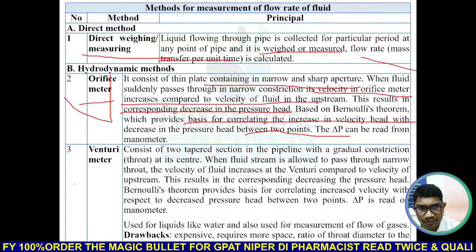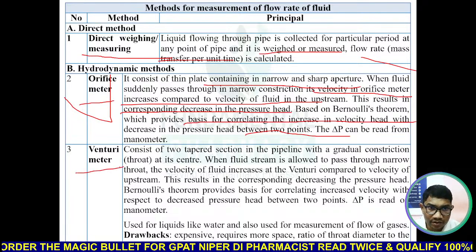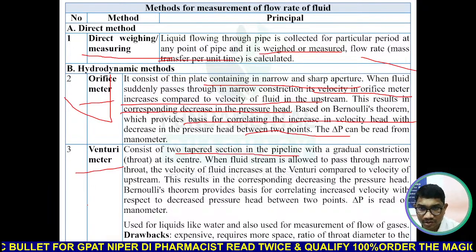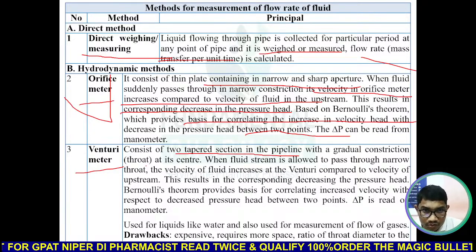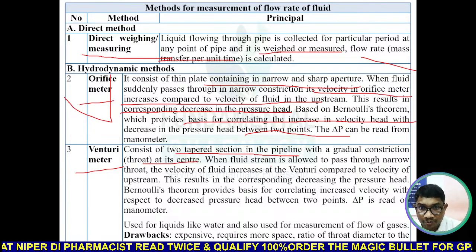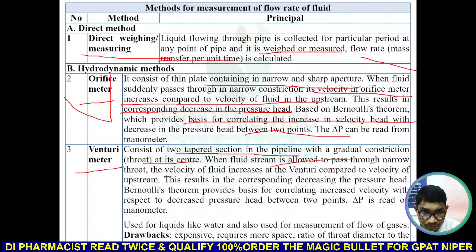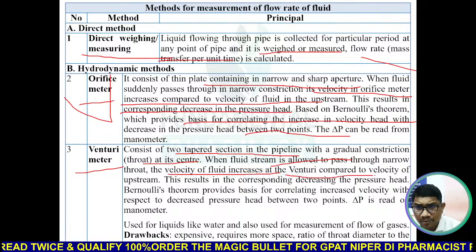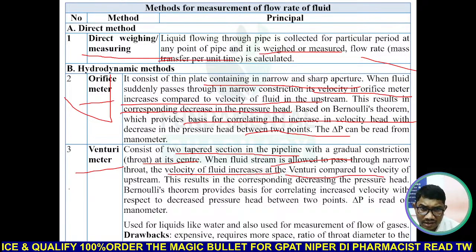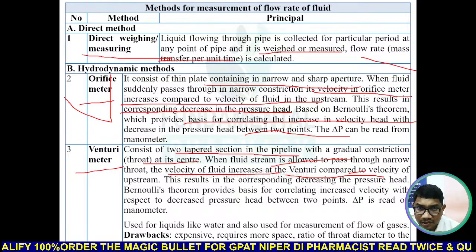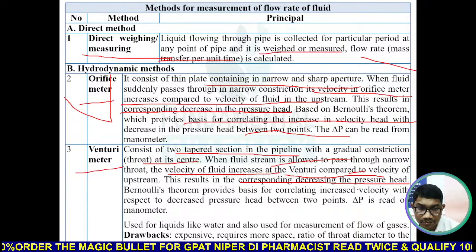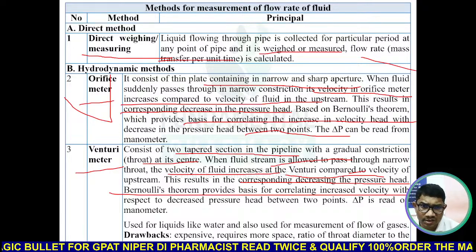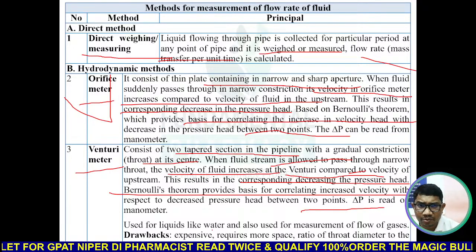Third is the venturi meter, again consisting of two tapered sections in the pipeline. Tapered section means gradual constriction, which is known as a throat at its center. When fluid stream is allowed to pass through a narrow throat, the velocity of fluid will increase at the venturi compared to the velocity of fluid upstream. This results in a corresponding decrease in the pressure. So increasing the velocity decreases the pressure energy. Bernoulli's theorem again provides the basis for correlating the increase in the velocity with the decrease in the pressure between 2 points. Delta P can be read from the manometer.